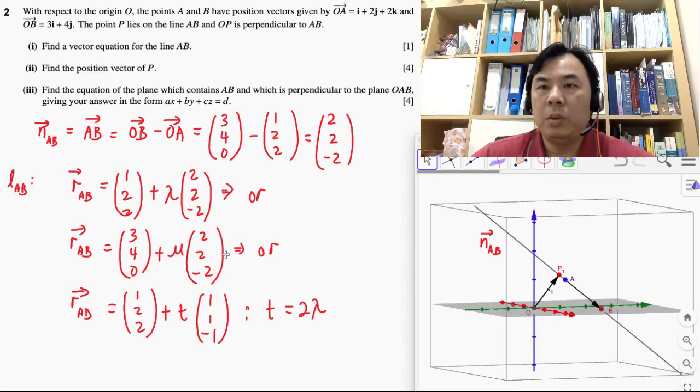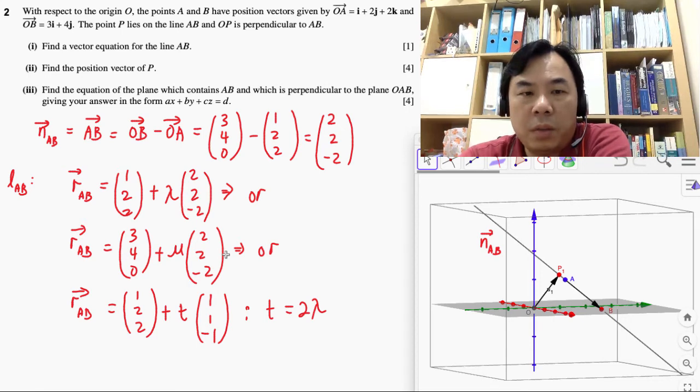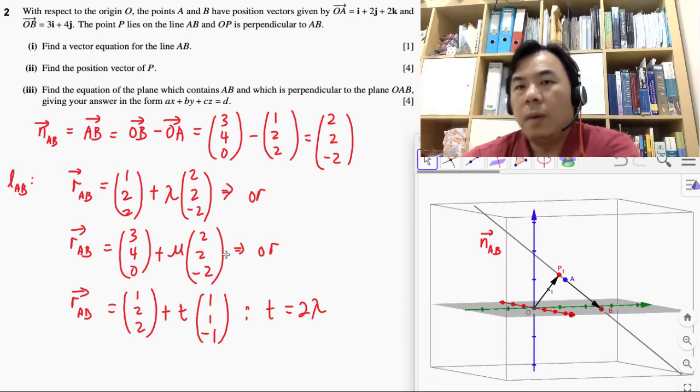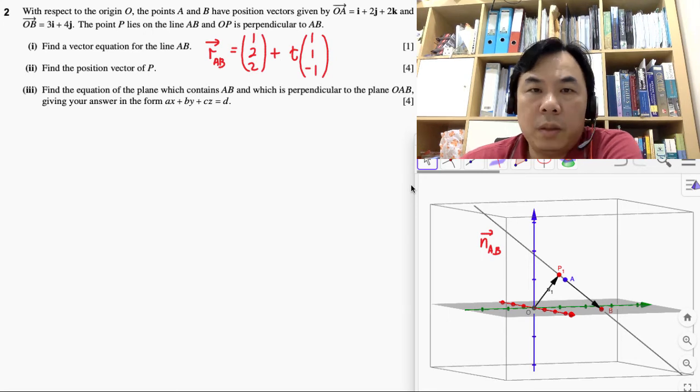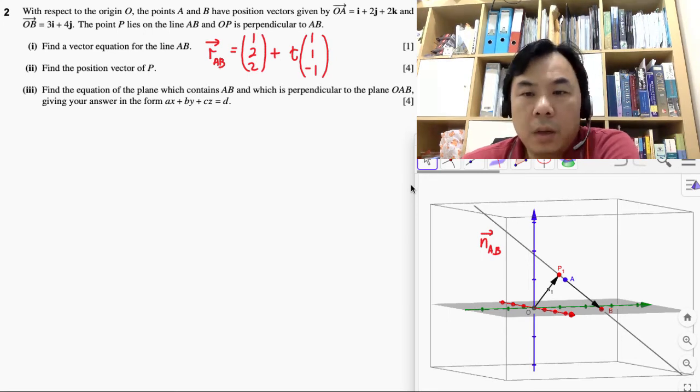So there are many ways to represent the line equations in vector form. Right? I hope the first question is clear here. Now next we're going to find out what is the position vector for P, which is perpendicular to the line AB here. Now, one of the features of this position vector is that the vector OP is perpendicular to the line AB there. Because they are perpendicular, we can make use of this property.